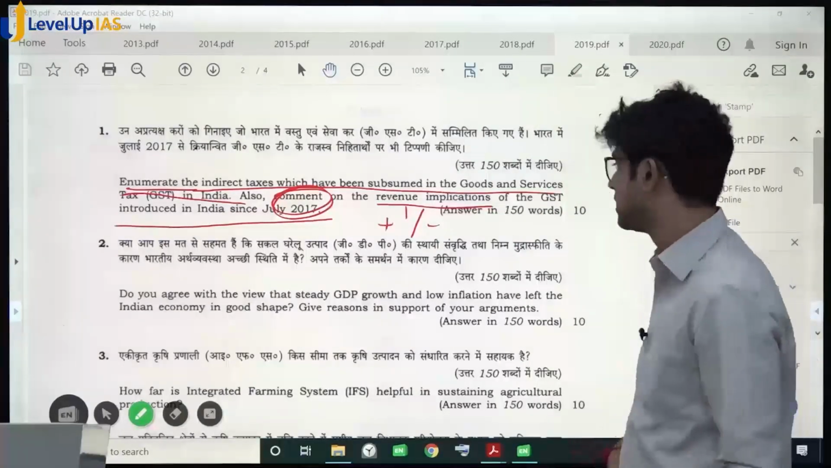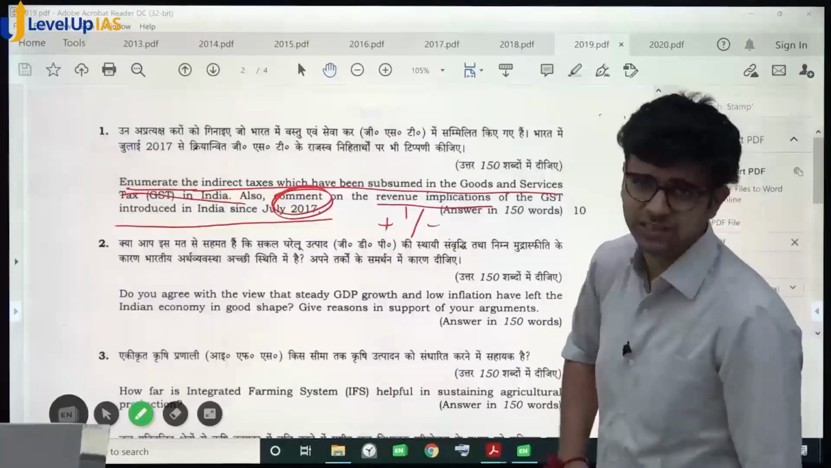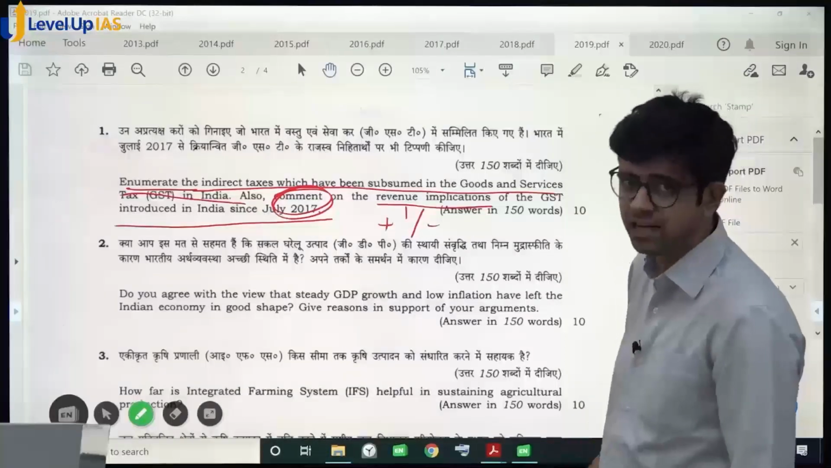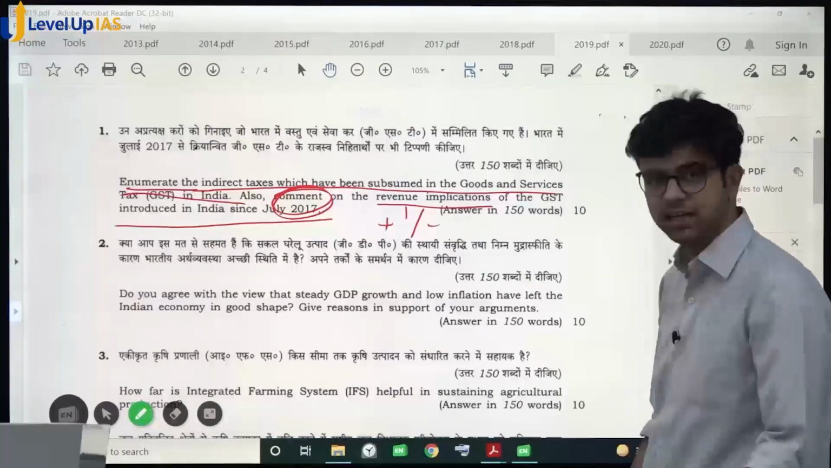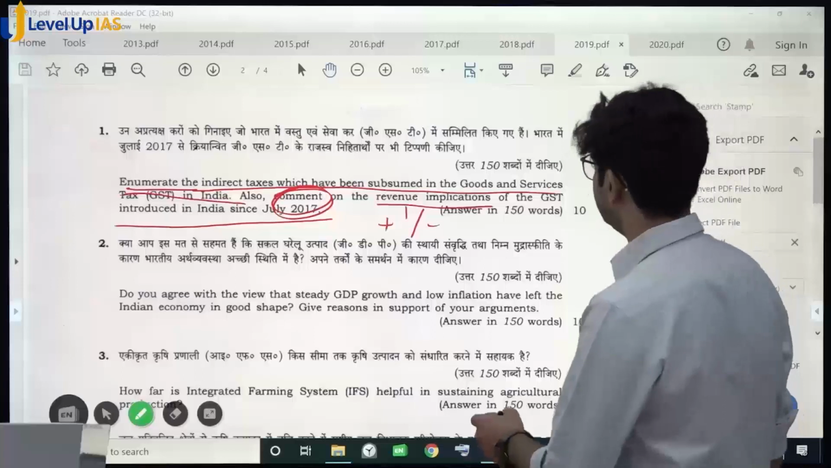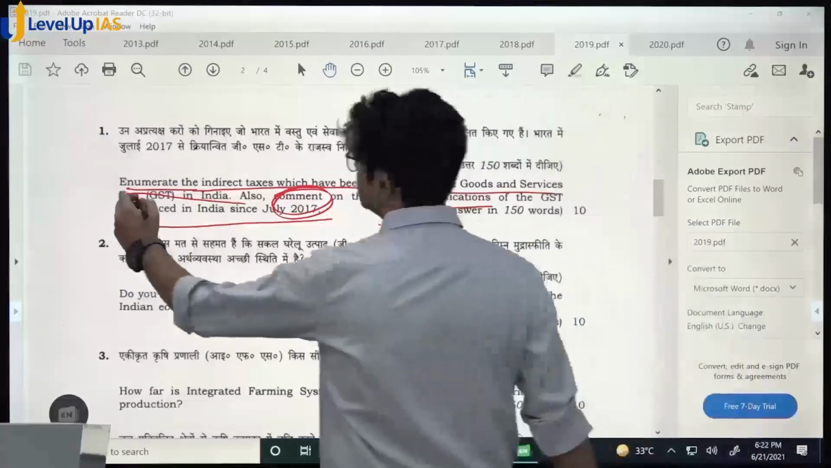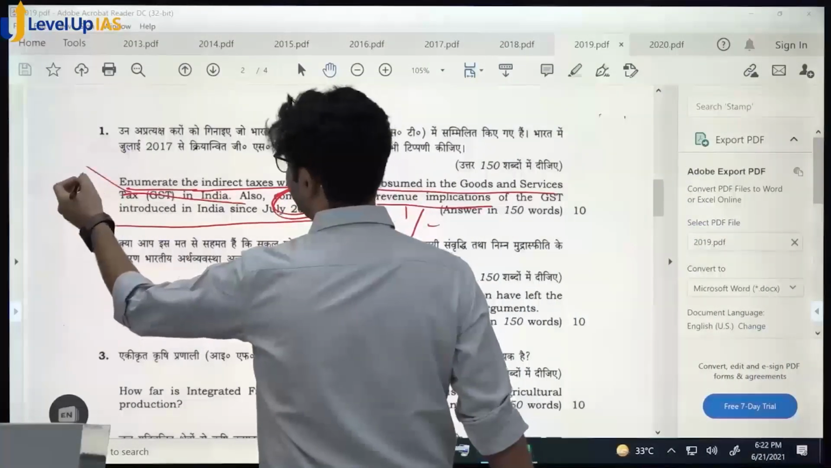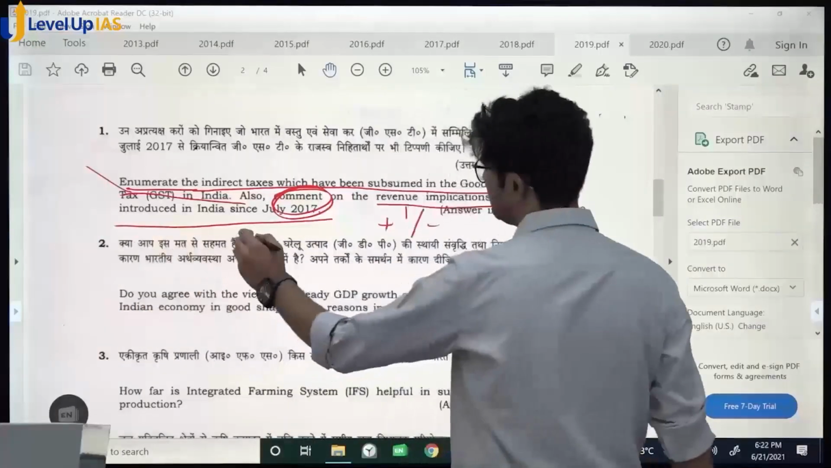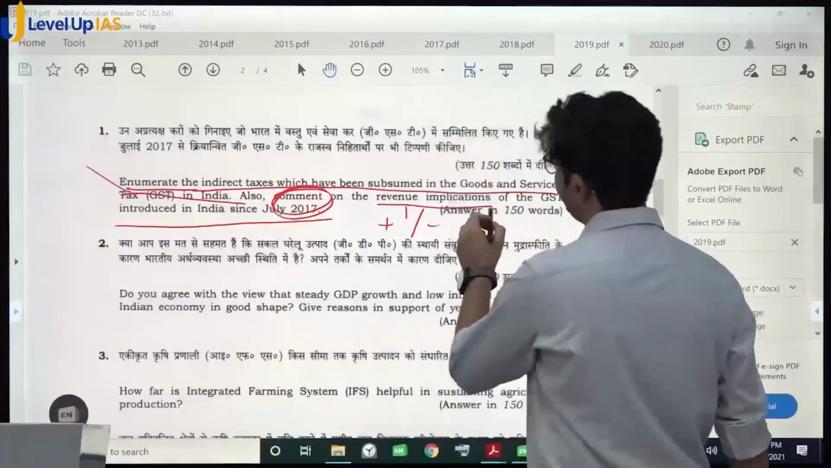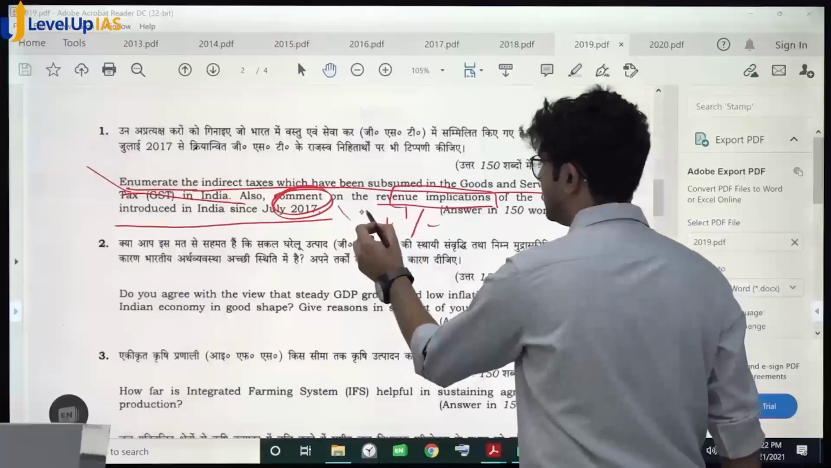In 2019 it is asked, and GST is always in news. It is a very current topic. There is nothing static about taxes. So this is very school-like. Enumerate है, list down है. This is very school-like first part, and comment on the revenue implications of the GST. This is the second part.